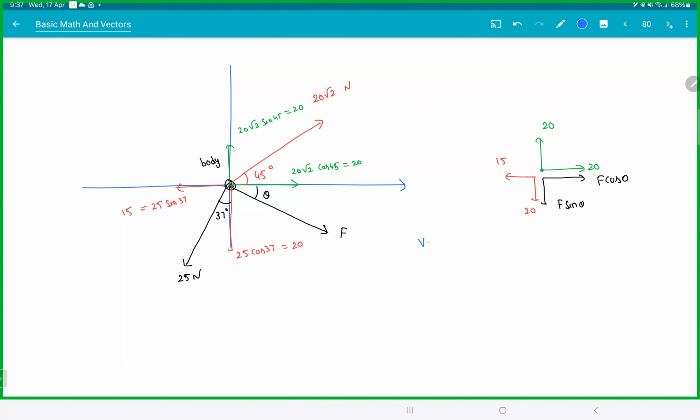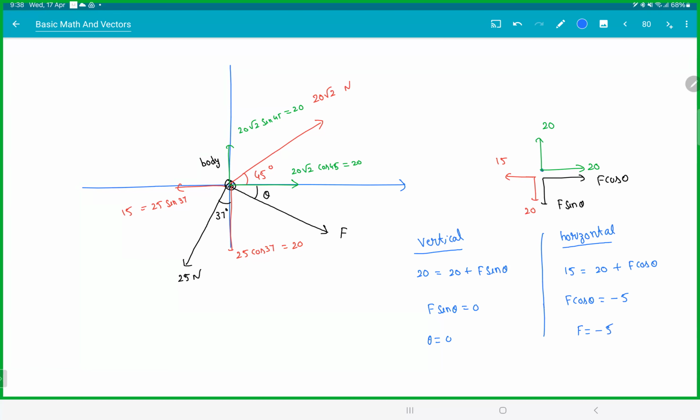So in the vertical direction, what are the forces? The 20 is balancing with 20 plus F sine theta, meaning F sine theta is 0. That means either F is 0 or theta is 0. So if we take horizontal, 15 is 20 plus F cos theta. So F cos theta is minus 5. So one thing is clear, theta is 0, F can't be 0. If theta is 0, that means F is minus 5.